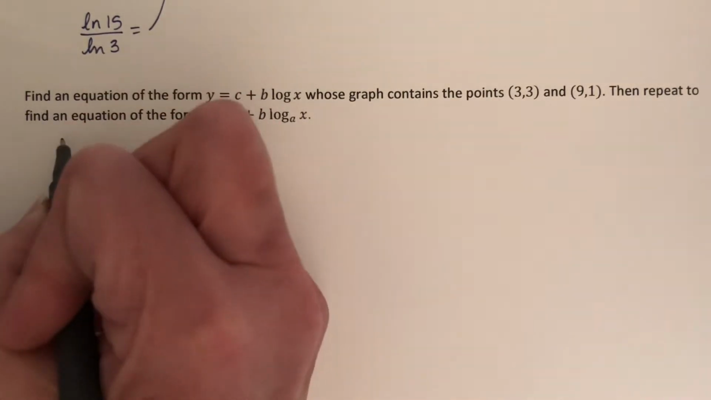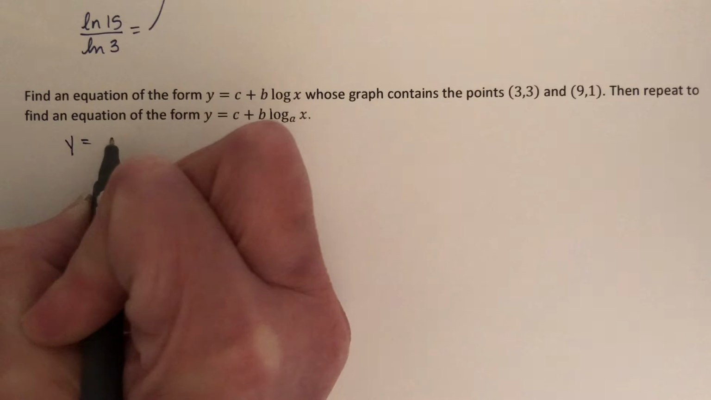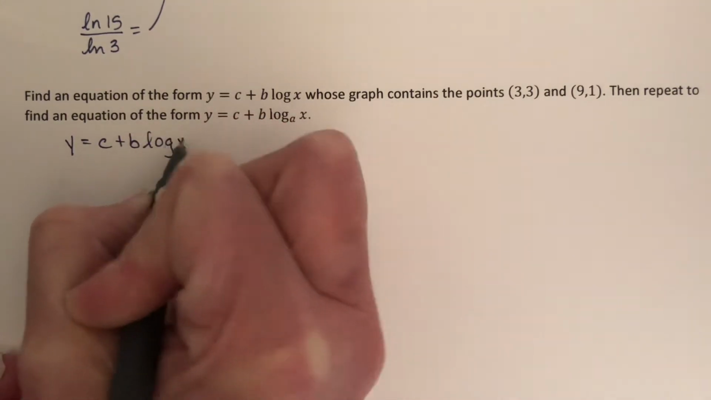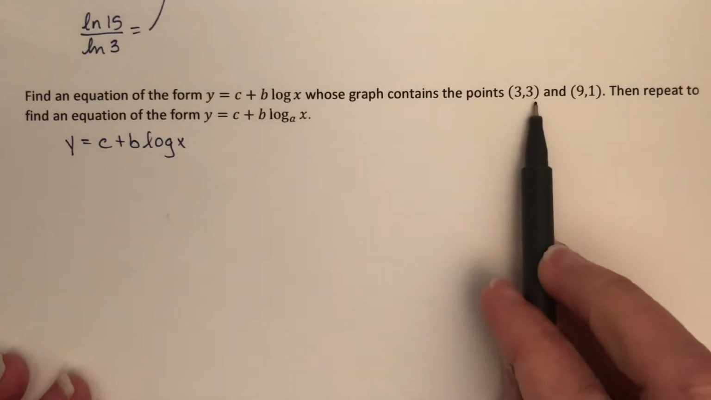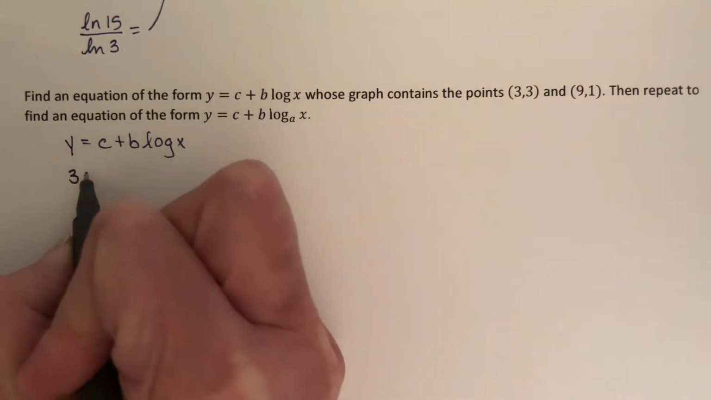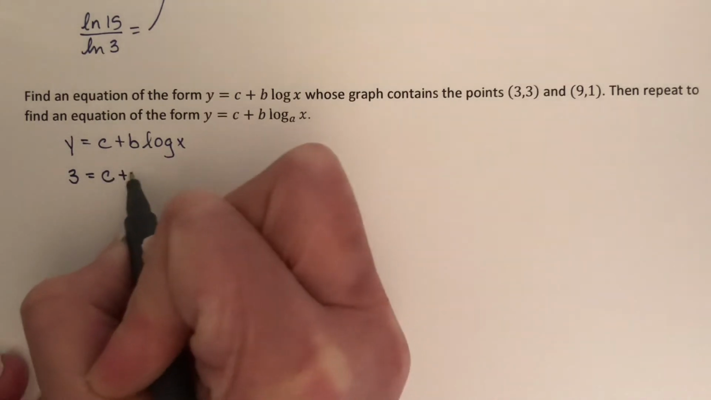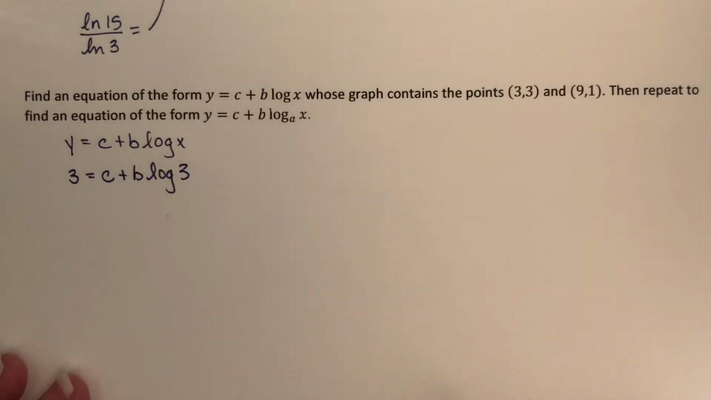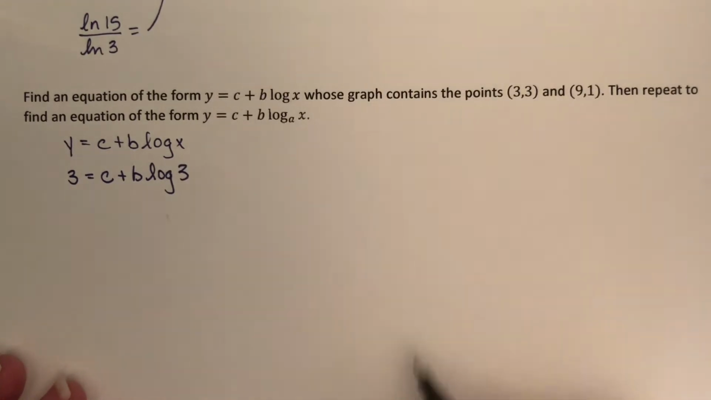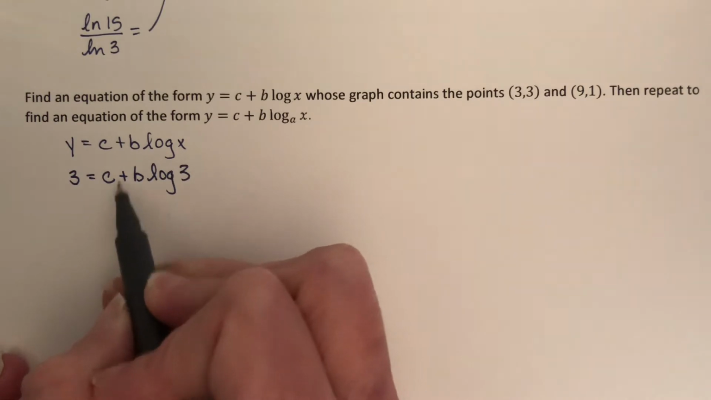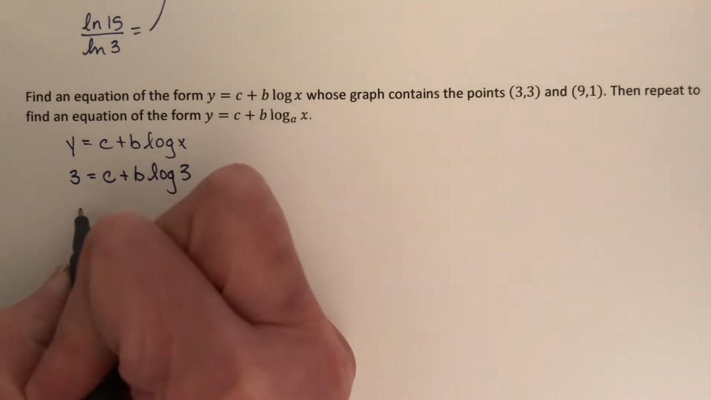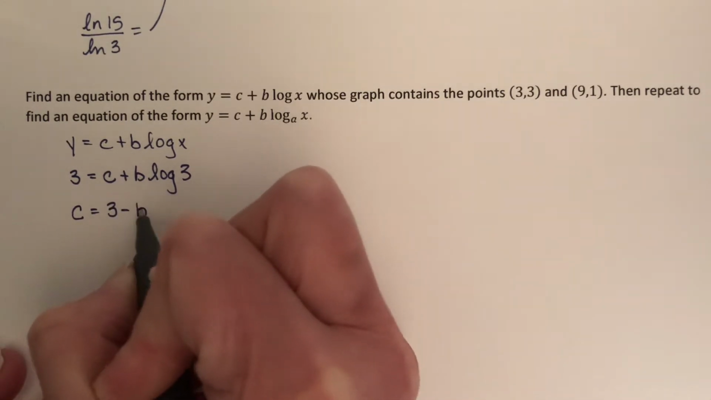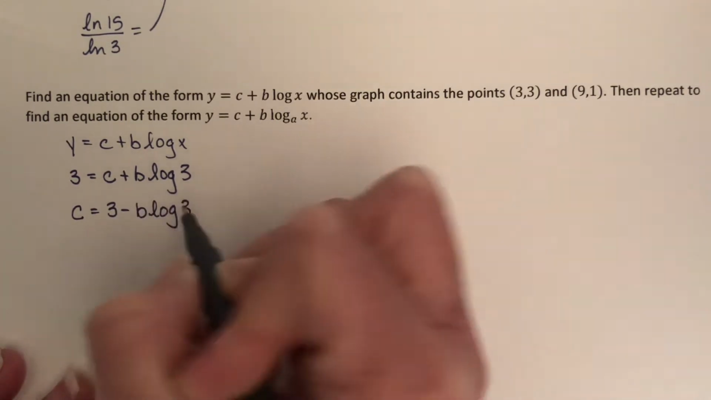Okay, so if I'm just starting off with y equals c plus b log of x, I'm going to plug in 3 and 3. And I have that. I want to solve this for one of my variables, and c is easiest to solve for. I would get c is equal to 3 minus b log 3.